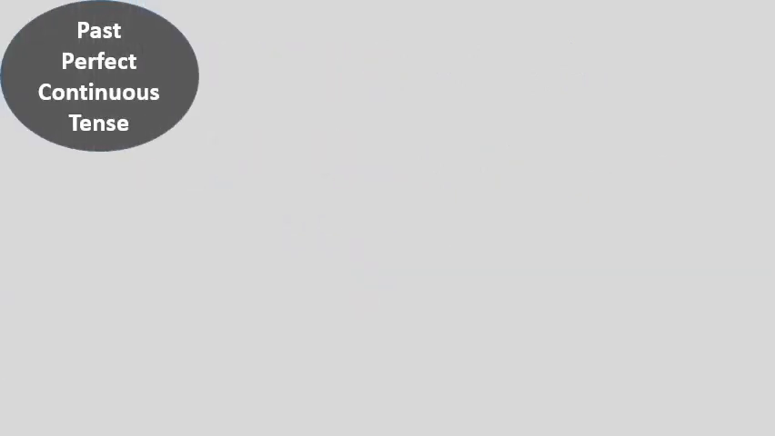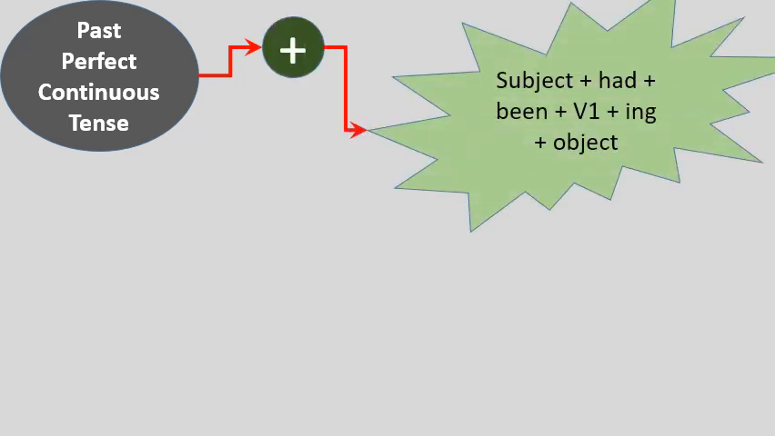Let's see the structure of past perfect continuous tense when we use it in affirmative, negative and interrogative sentences. In positive or affirmative sentence, the structure will be subject plus had plus been plus first form of the verb plus ing plus object. For example, they had been playing tennis.